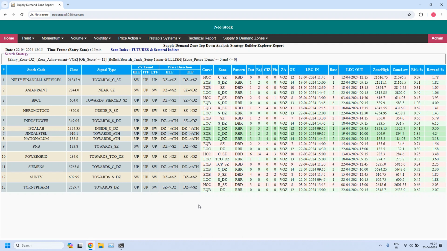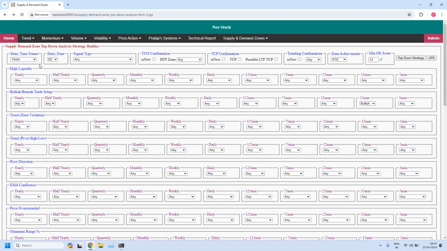Okay, now let me go back and generate the bearish trade setup. For the bearish trade setup for daily income trade, entry time frame is 15, but entry zone should be supply zone. And also in bullish or bearish trade setup, in 15 minutes time frame, we have to select bearish. And the remaining filters are the same as what we set earlier.